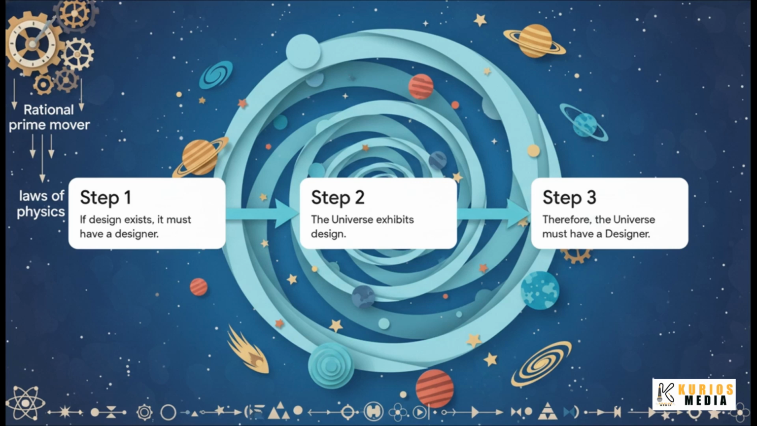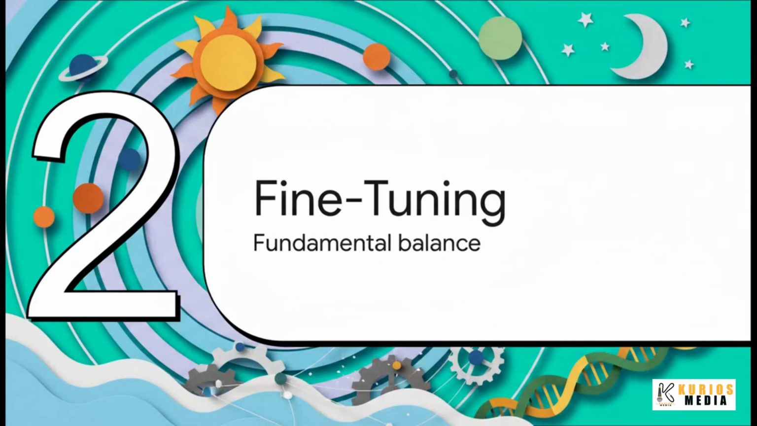According to the source, this logical flow doesn't just hint at some vague creator. It points specifically to an omnipotent, rational prime mover, someone or something that has to exist completely outside the boundaries of the physical universe just to be able to create those initial laws of physics and motion in the first place. Moving right along to section 2, functionality and fine-tuning.